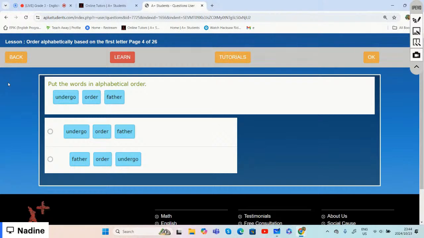It says we need to put these words in alphabetical order. Undergo, order, father. We need to put that in alphabetical order. Look at the first letters. If the first letters share the same letters, then we look at the second ones.